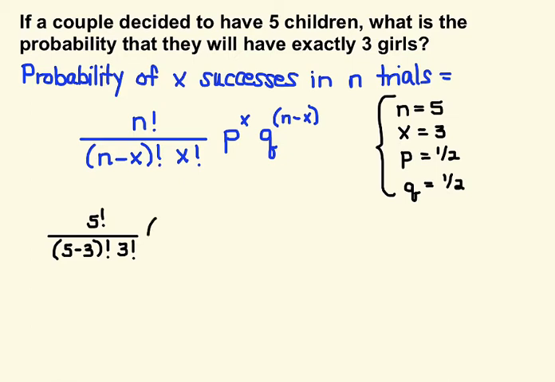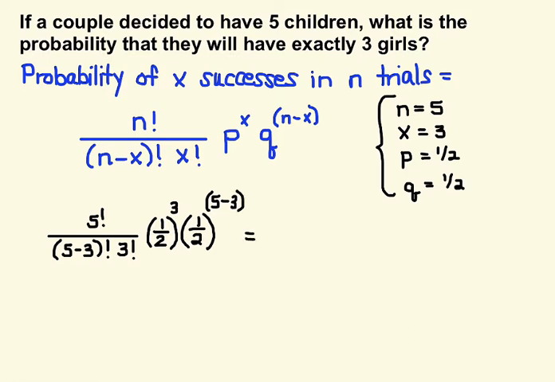Multiplied by p, which is 1/2, raised to the x, and x is 3, times q, which is also 1/2, raised to the 5 minus n minus x, 5 minus 3. All right, so let's simplify this.